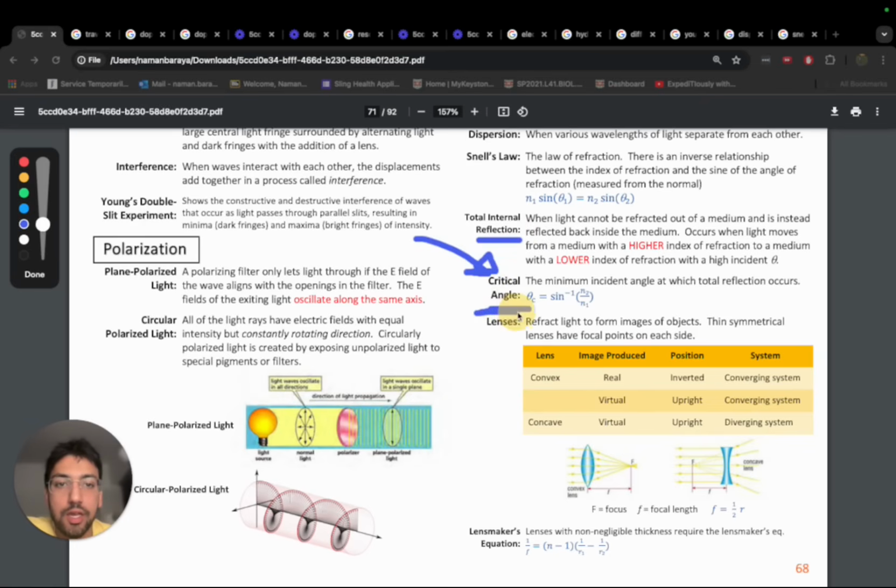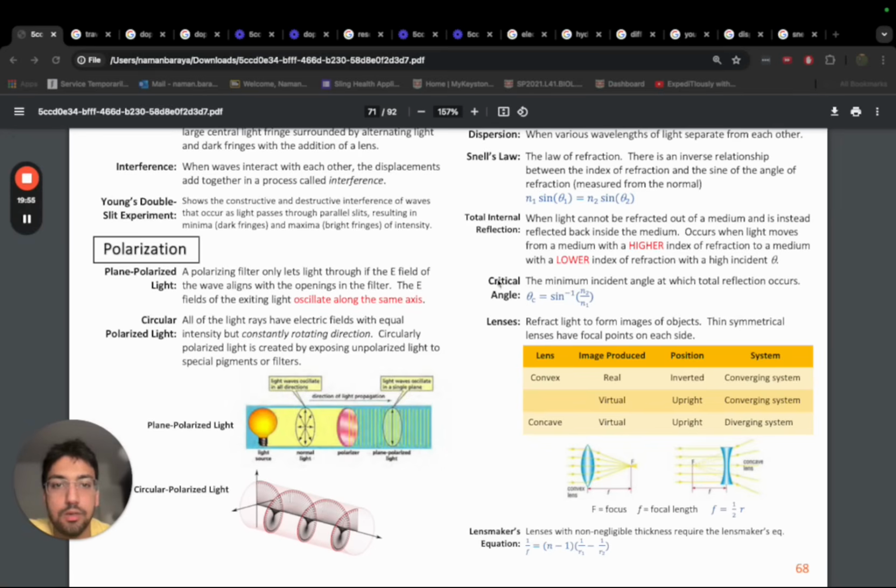Now we have critical angle, and this is the minimum incident angle at which total reflection occurs. And so if you just take this equation and then you plug it in, you reformat it, you'll get this equation. This is the critical angle. And so if the critical angle is, for example, 12 degrees, that says that at 12 degrees or greater, you're going to have total reflection. Okay.